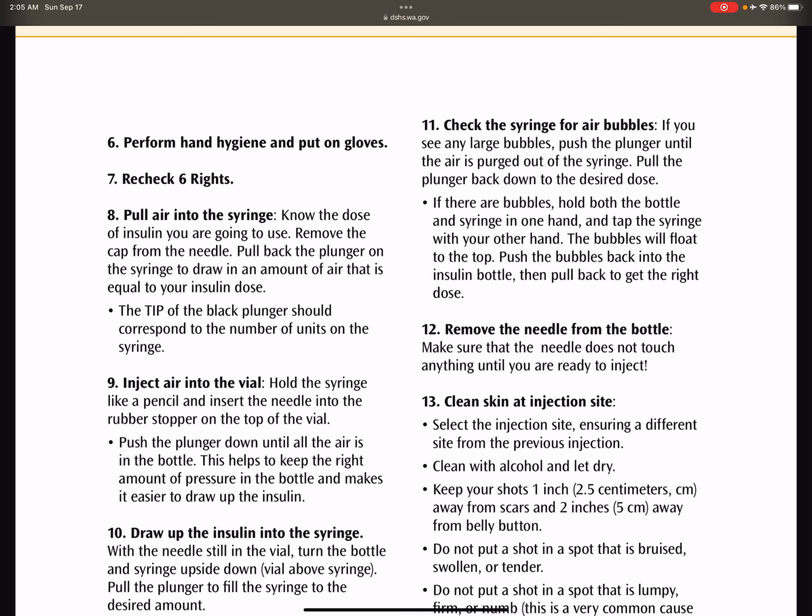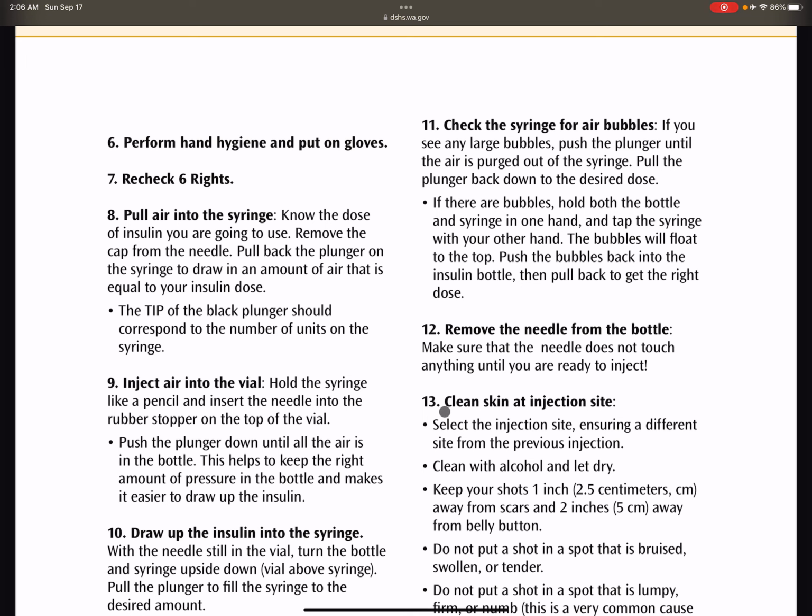Put the bubbles back into the insulin bottle and draw back to get the right dose. You have to go back and forth until the bubbles go out. And remove the needle from the bottle. Make sure that the needle does not touch anything until you are ready to inject.